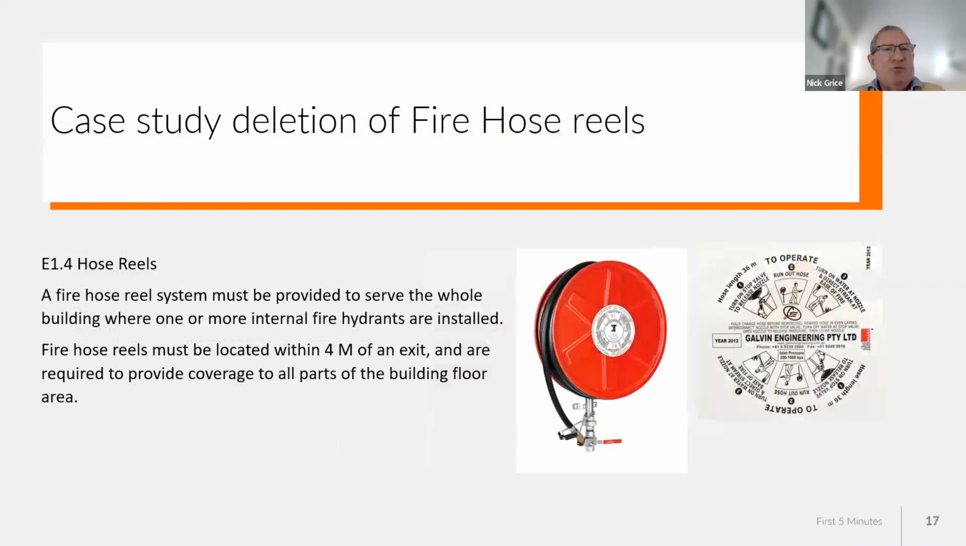So this is one that they did in Adelaide, where they wanted to remove the hose reels from all the floors. Now, the deemed to satisfy provision said it must have hose reels. It must be located within 4 meters of exits and would provide coverage to all parts of the building or floor. Okay.